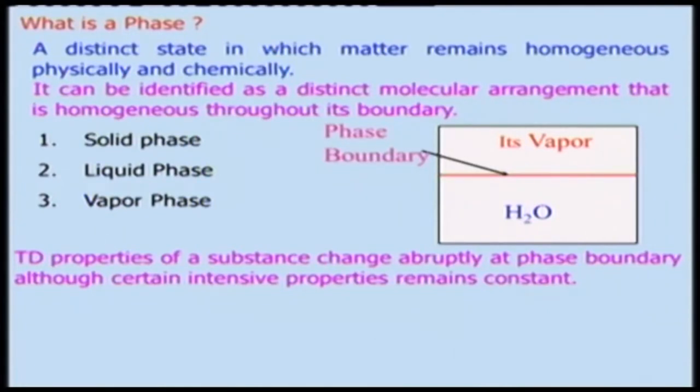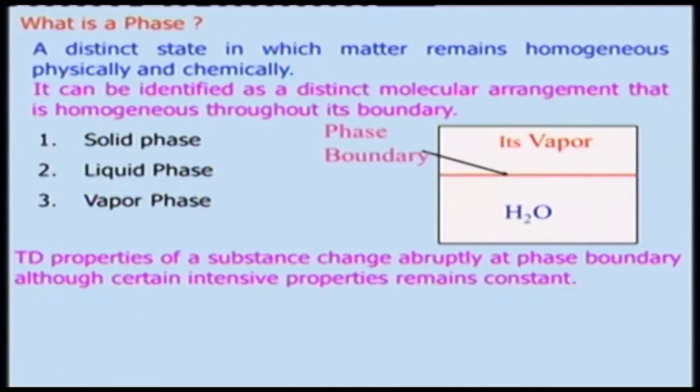Although certain properties, like intensive properties, for example pressure or temperature, will remain constant, there will be a change of certain properties of the substance across the boundaries. For example, if you look at the specific volume of water, will it be the same as that of its vapor? It will be very different, right? The order of magnitude difference will be there.